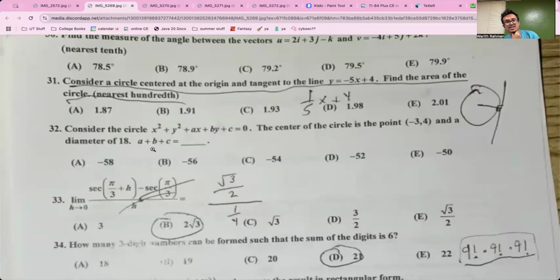Consider this circle center. Okay, interesting. Normally for these problems, okay, I'm gonna dip real quick.